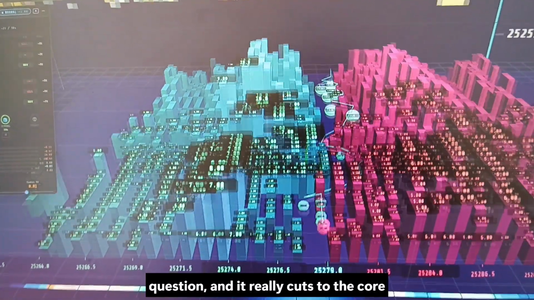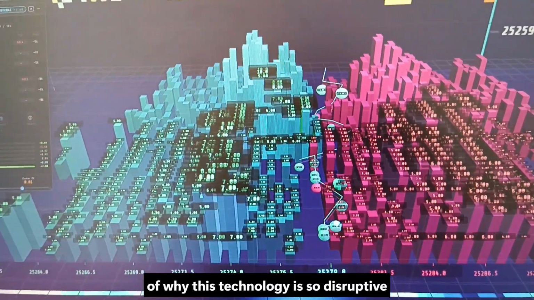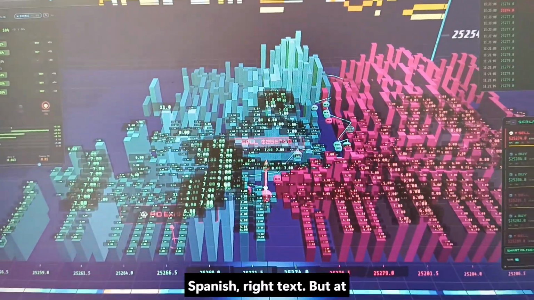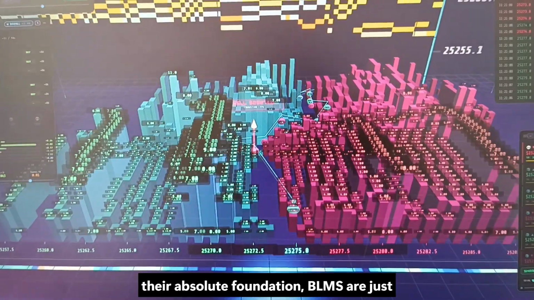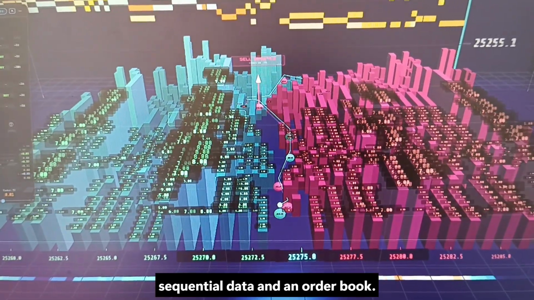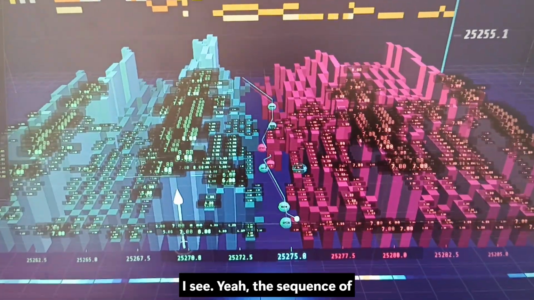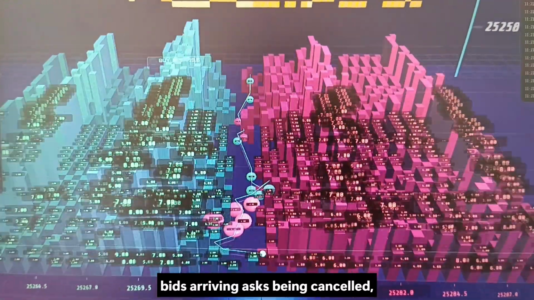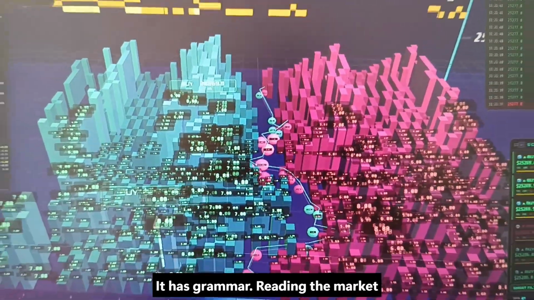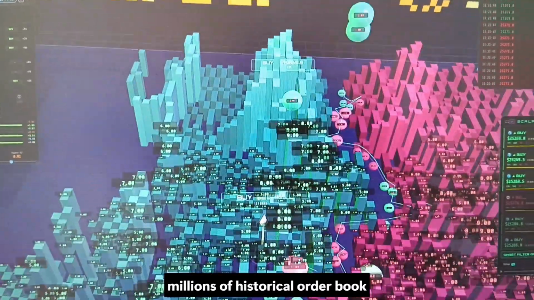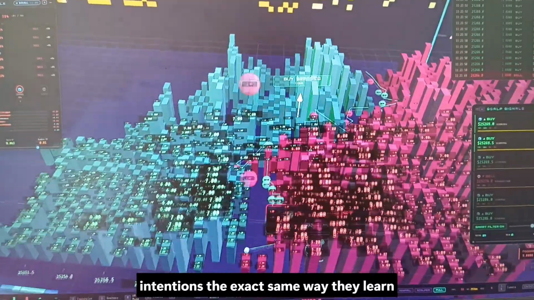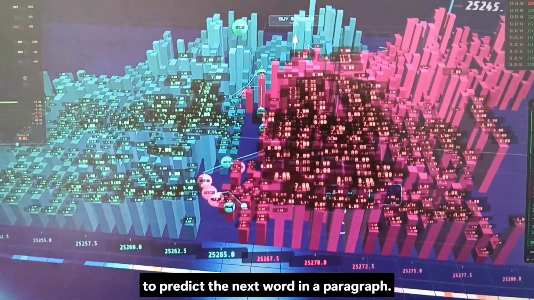That is a brilliant question, and it really cuts to the core of why this technology is so disruptive right now. We normally think of language models as understanding English or Spanish. Right. Text. But at their absolute foundation, LLMs are just pattern recognition engines trained on sequential data. Yeah. And an order book is essentially a language. Oh, I see. Yeah. The sequence of bids arriving, asks being canceled, market orders executing. That's a syntax. It has grammar. So it's reading the market like a sentence. Exactly. By feeding millions of historical order book sequences into these models, the LLMs learn to read the market's structural intentions the exact same way they learn to predict the next word in a paragraph.